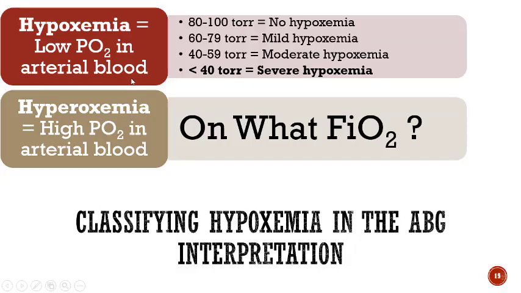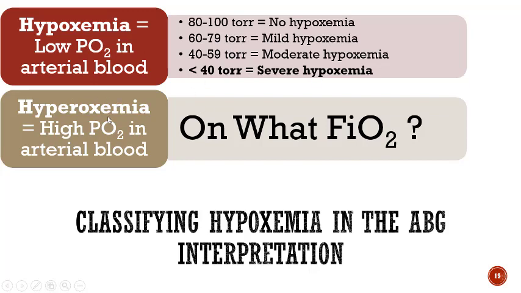This is just a reminder of the hypoxemia. That 80 to 100 is no hypoxemia. 60 to 79 is mild hypoxemia. 59 to 40 is moderate hypoxemia, and less than 40 is severe.